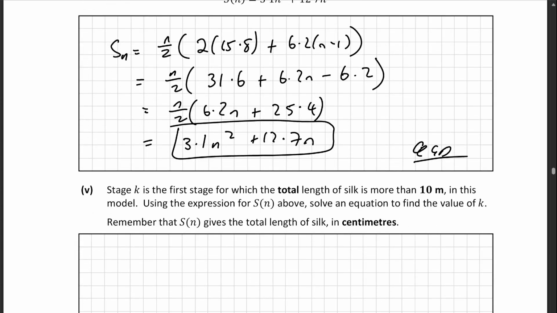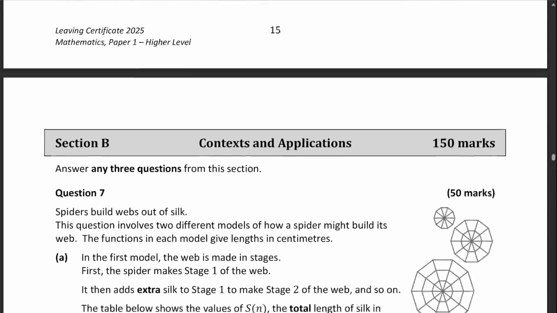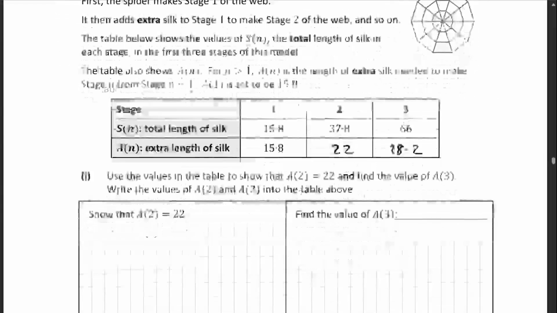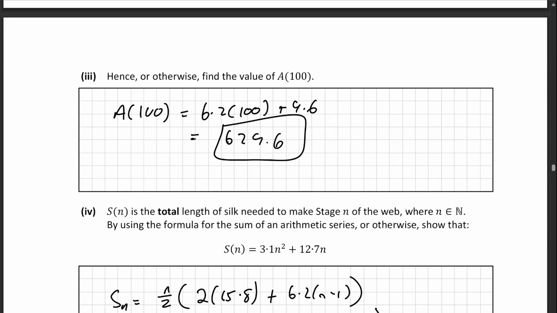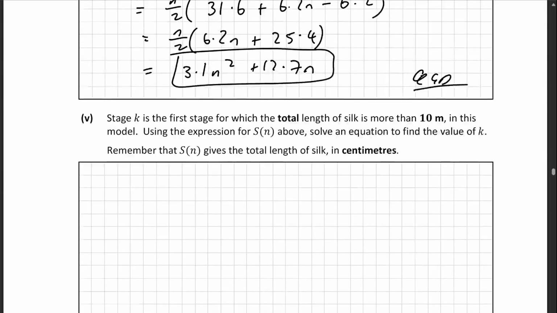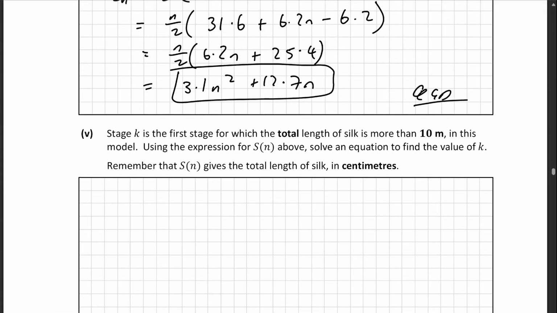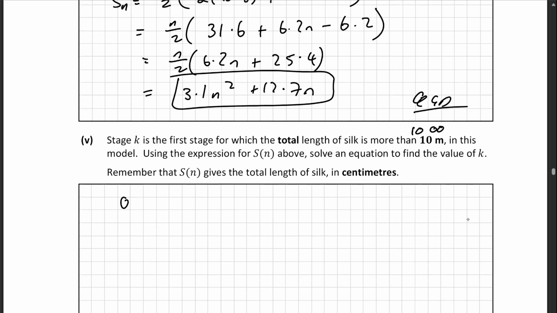Stage K is the first stage for which the total length of silk is more than 10 meters in this model. Use an expression for Sn. Remember, the Sn gives the total length of silk in centimeters. Okay. Did it say that? Gives lengths in centimeters. Okay. I misread that then. So A100 is the total extra length, so that's centimeters. Ugh. Okay. So we'll be careful with our units here. 10 meters is 1,000 centimeters. So we want 1,000 to be 3.1n squared plus 12.7n.